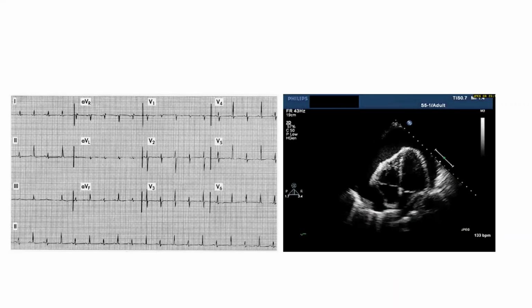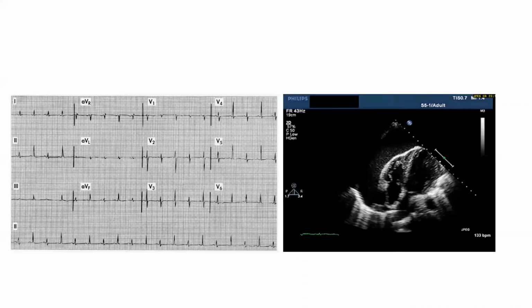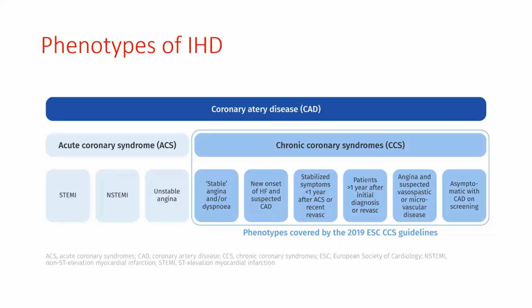Now, low voltage or electrical alternans are indicators of a large pericardial effusion. Period. You might say that the larger the pericardial effusion, the more likelihood of tamponade. I might accept that, but it is not a direct sign of tamponade. They are signs of a large pericardial effusion, both low voltage and electrical alternans.